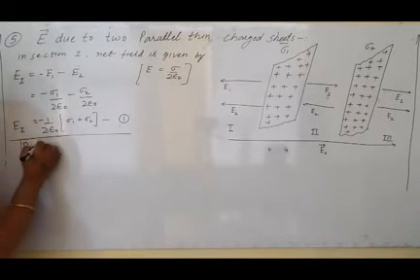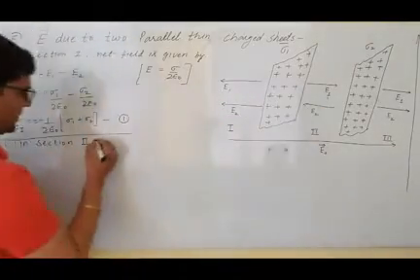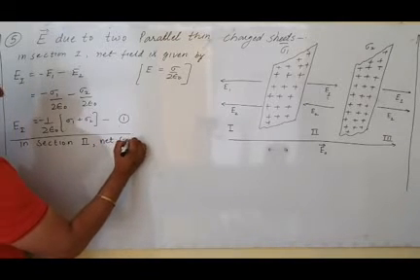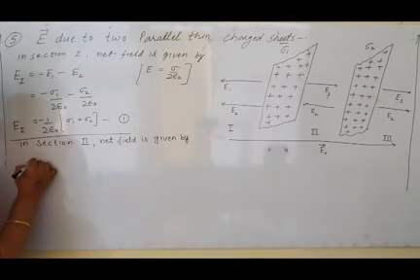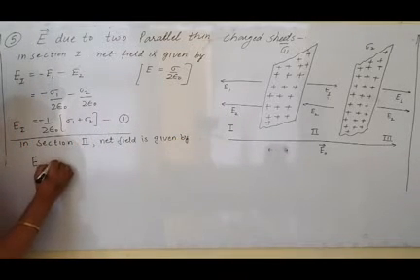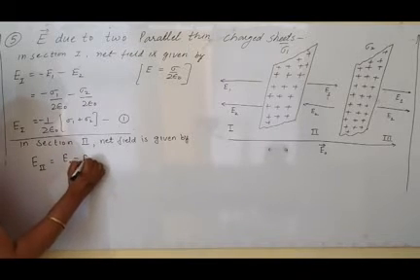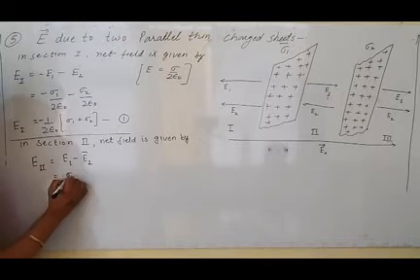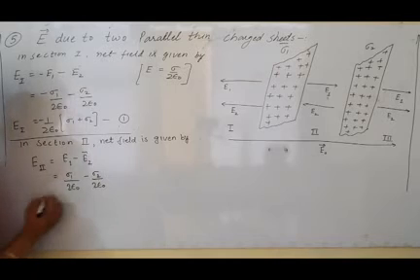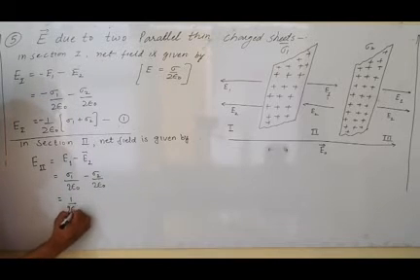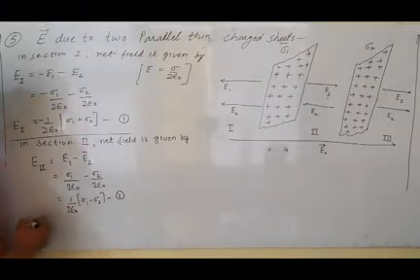Similarly, in section 2, the net field is given by E in 2, that will be E1 minus E2, sigma 1 by 2 epsilon naught minus sigma 2 by 2 epsilon naught. We can take a common 1 by 2 epsilon naught, sigma 1 minus sigma 2. Equation number 2.